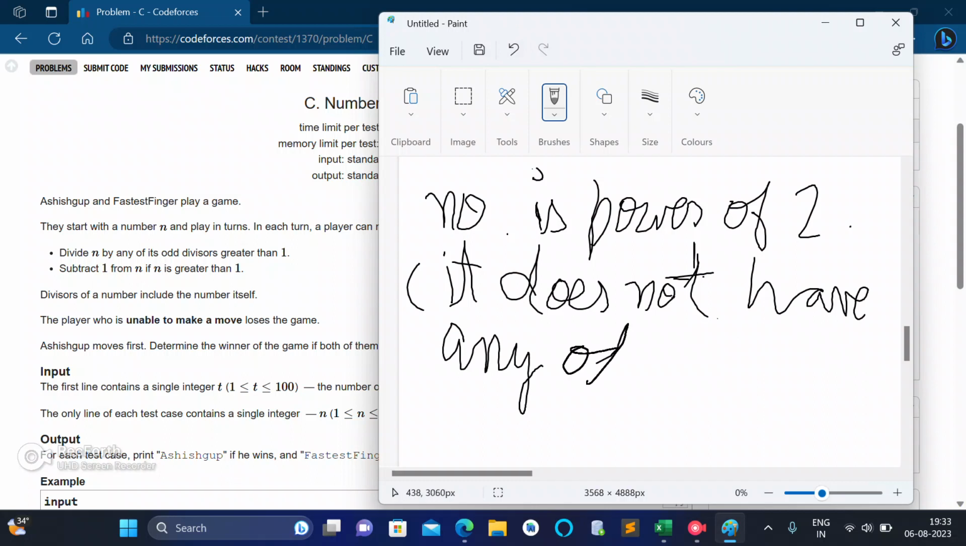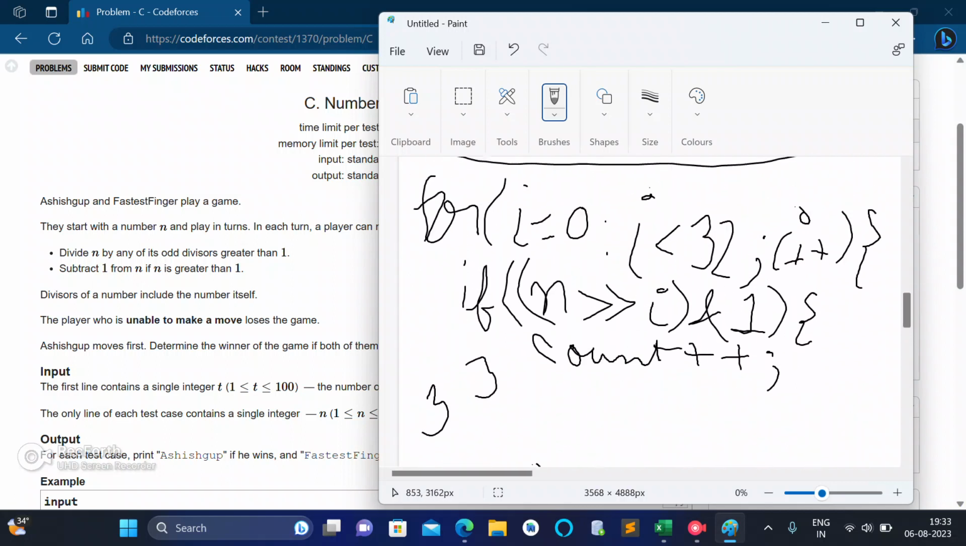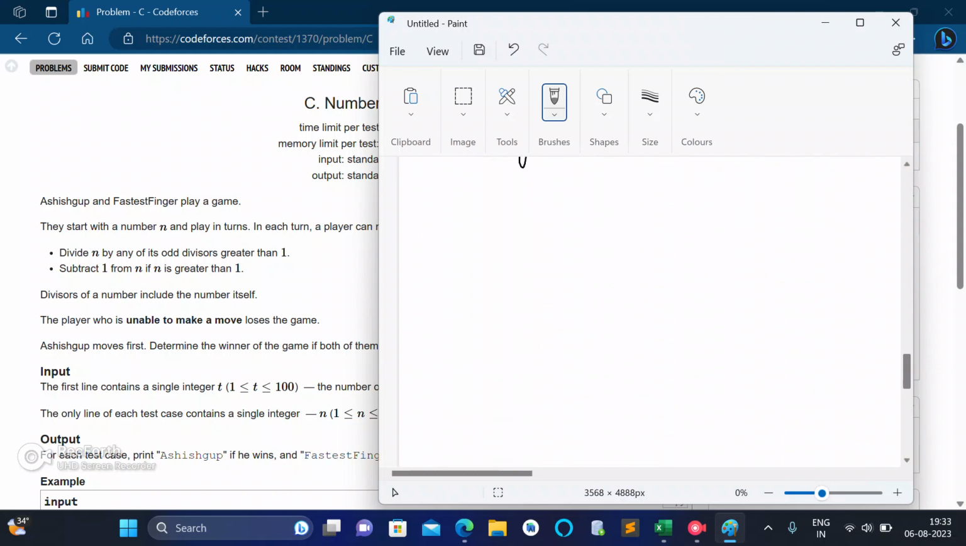It does not have any odd divisor. As it does not have any odd divisor, for example, 32 can be written as 2 raised to the power 5, we can see that it does not contain any odd divisor. It only contains multiplication of 2's only.